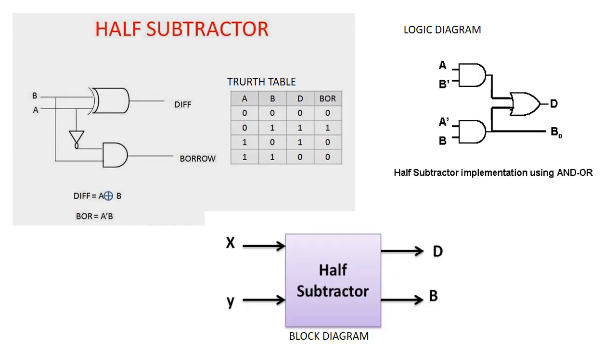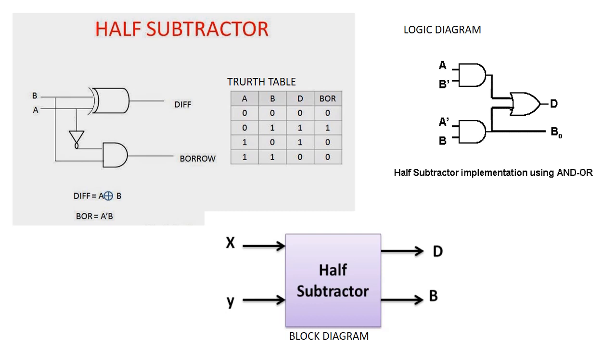Half subtractor. A half subtractor is a combinational circuit that subtracts one bit from the other and produces the difference. It also has an output to specify if a 1 has been borrowed. It is used to subtract the least significant bit, LSB, of the subtrahend from the LSB of the minuend when one binary number is subtracted from the other. The half subtractor truth table, logic diagram and block diagram are shown in the presentation.